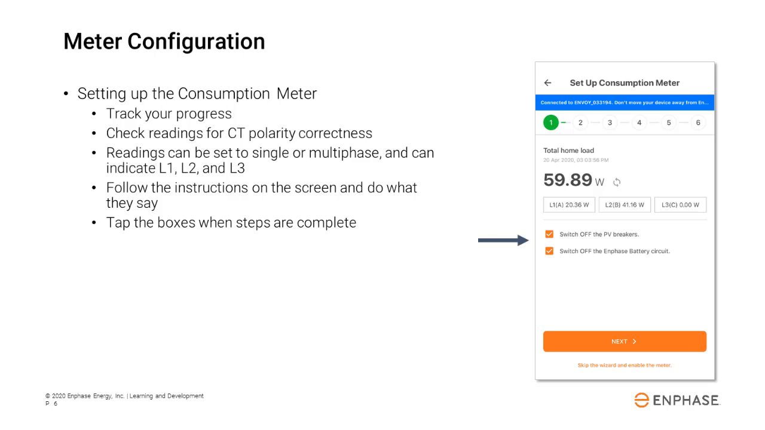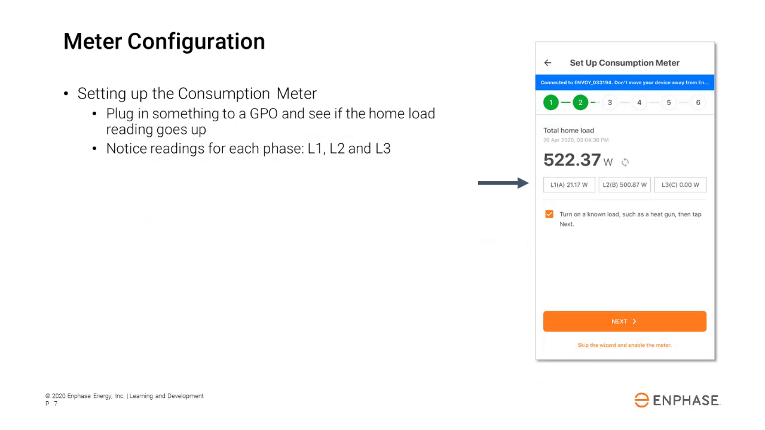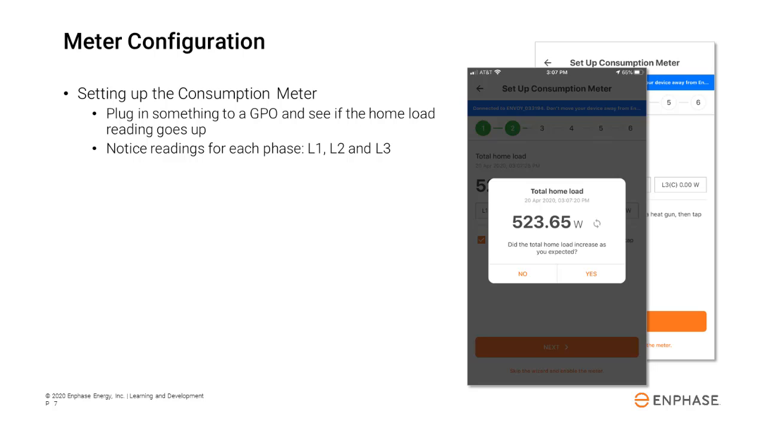Make sure you follow all instructions and perform all tasks. Tap to check each checkbox as you complete these steps. When you turn on a load, you'll see the total home load value increase. If the load reading goes down, it's likely that you have a polarity issue. You'll want to check all the L1, L2, and L3 readings to see which phase line has the issue, and then correct the issue before moving forward. Tap Next and confirm that the home load increased as expected. Then tap Yes to move forward.